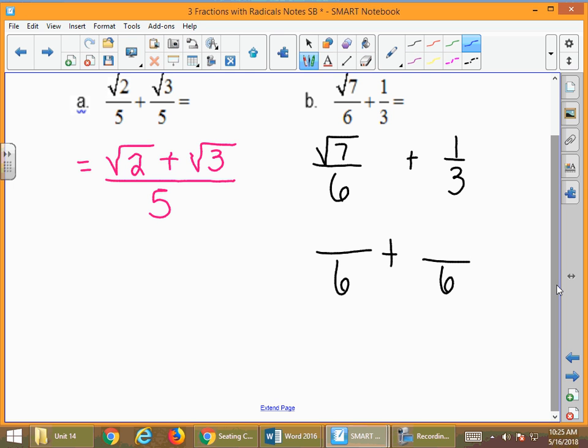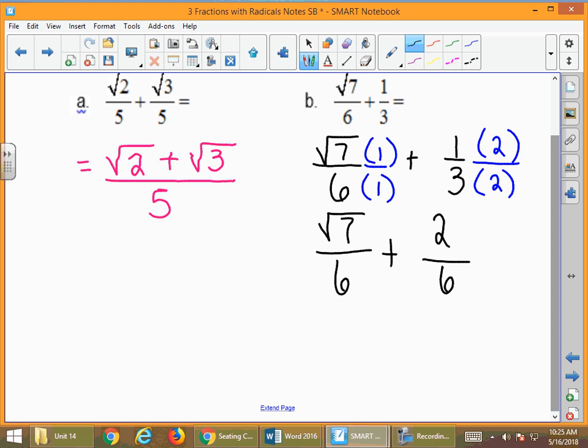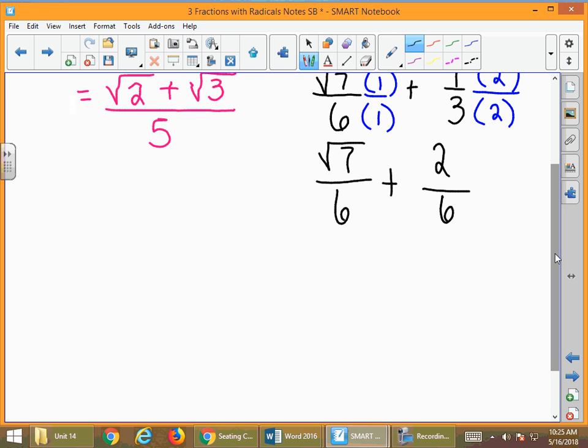And what we did is we multiplied 6 by 1. So we were going to multiply the square root of 7 times 1. It's not even a fancy form of 1 when we write that 1 over 1. But over here in the 1/3, we multiply 3 times 2 to get 6. And whatever we multiply the bottom, we have to multiply the top. 1 times 2, that's 2. And then we can finish this problem. We've got a common denominator now. It's going to be the square root of 7 plus 2 divided by 6.